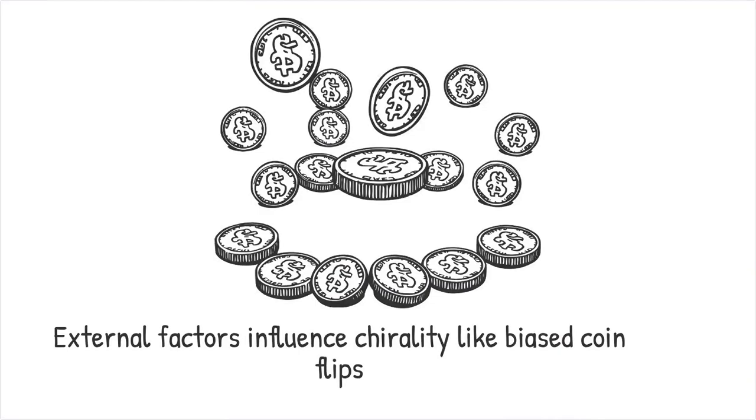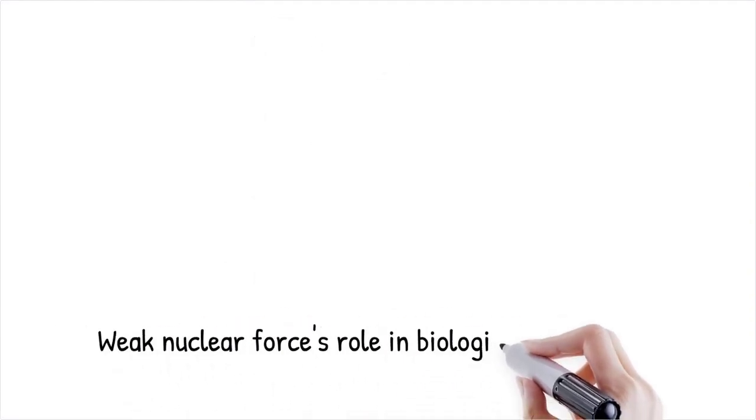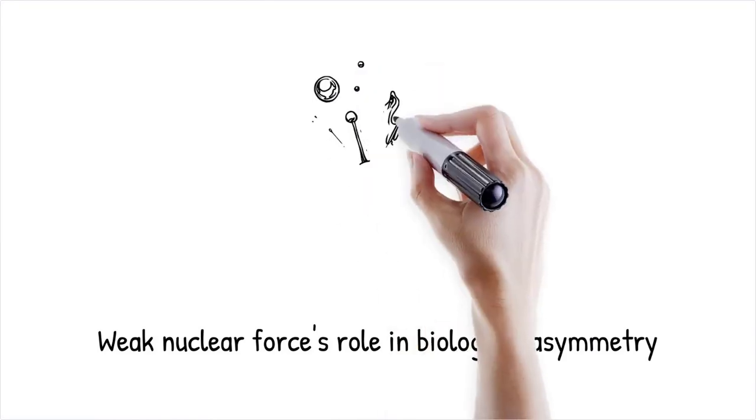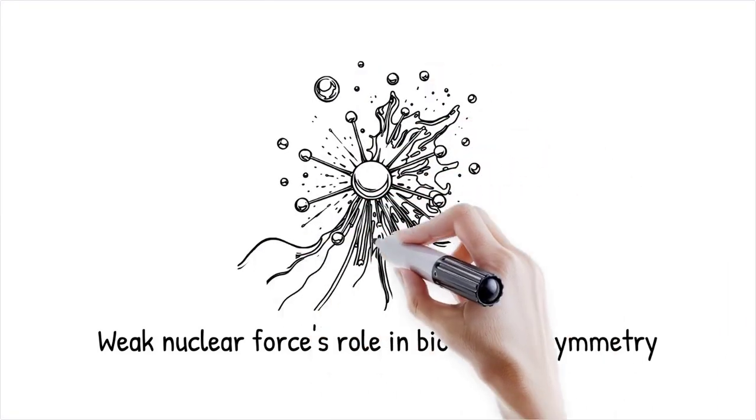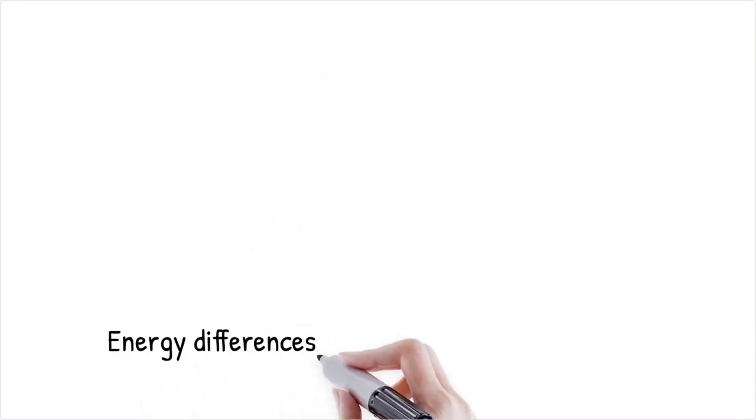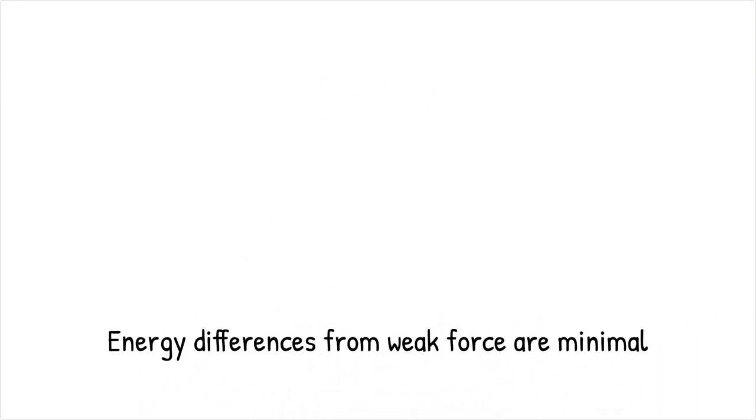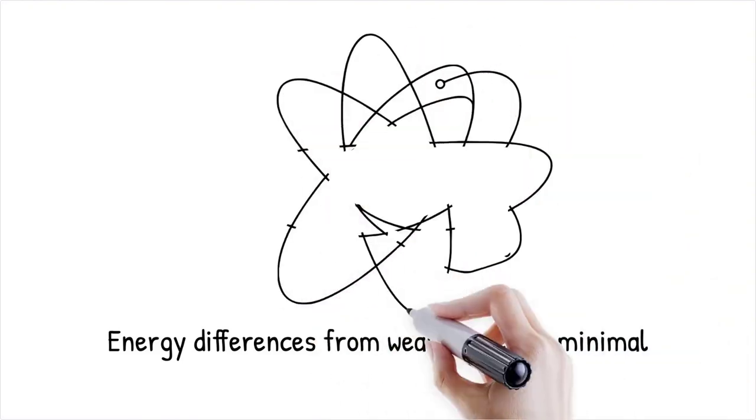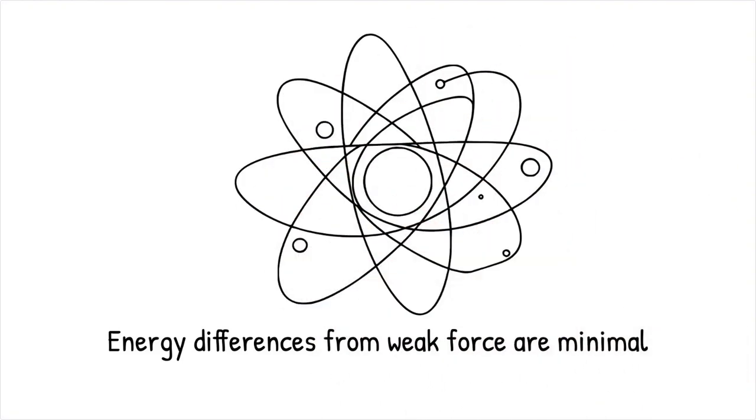This is like flipping a coin a million times and expecting equal heads and tails, but instead consistently getting more heads without an obvious reason. The weak nuclear force, which violates parity symmetry in beta decay, could have subtly biased early organic molecules toward one chirality. Although this effect is extremely small, on the order of 10^-17 eV energy difference, it suggests a possible fundamental reason for life's chiral preference. Experimental studies indicate a slight energy difference favoring left-hand amino acids, but whether this could influence macroscopic molecular evolution remains uncertain.